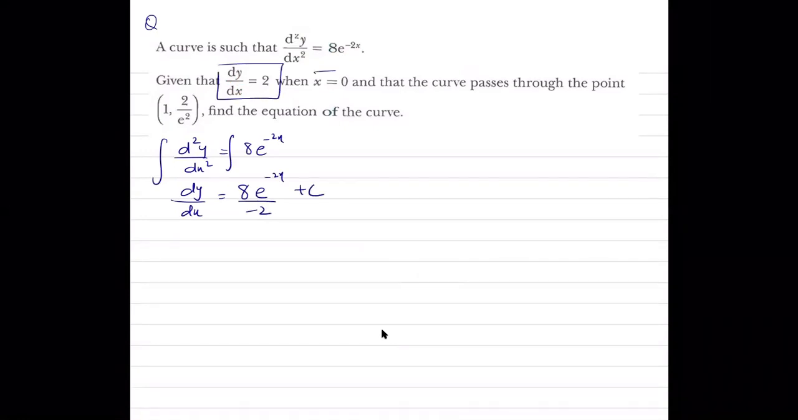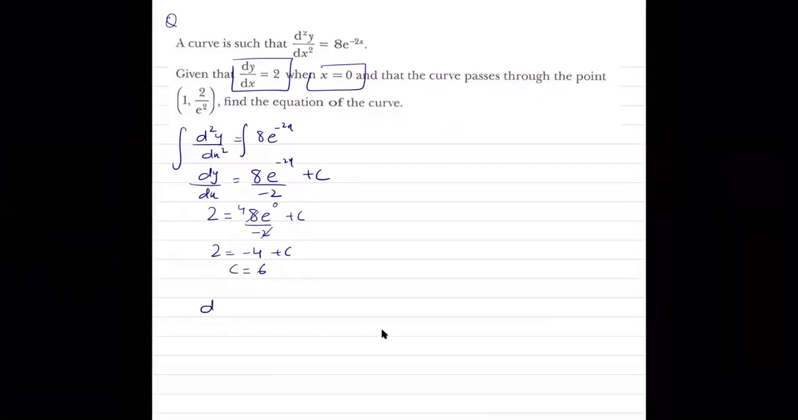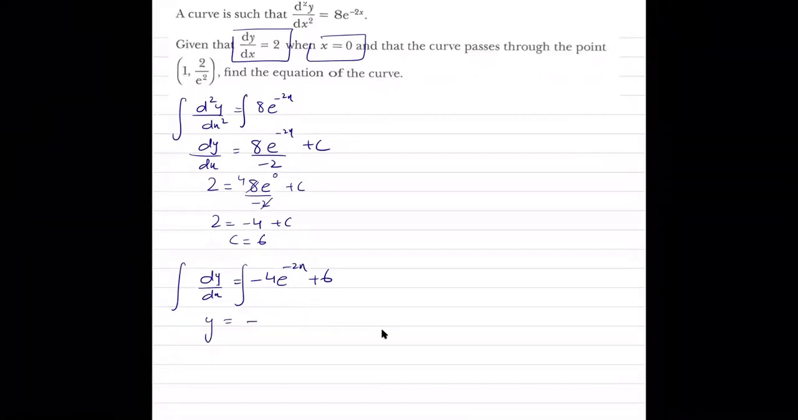dy by dx value is 2 when x is 0. By plugging x as 0, what am I going to get? I'm going to get c as 6. So if c is 6, then the complete dy by dx expression is going to come out as minus 4 e to the power of minus 2x plus 6. Now to find the equation of the curve, I'll have to integrate this again. y equals minus 4 e to the power of minus 2x upon negative 2 plus 6x plus c.